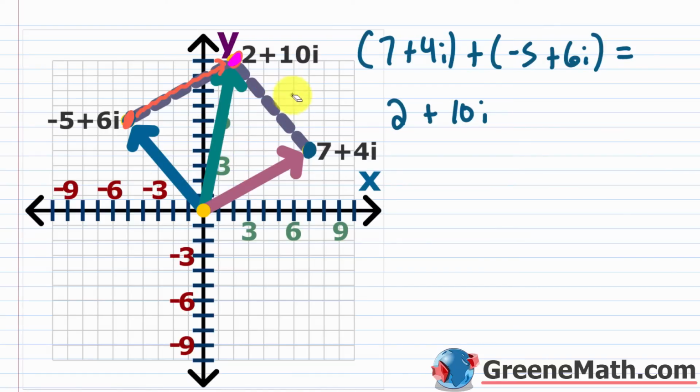So this just completes a parallelogram. So that's one way that you can do it to get this, what we call resultant vector, where the initial point is at the origin and the terminal point is going to be at that 2 plus 10i. So that's how you can show that graphically.